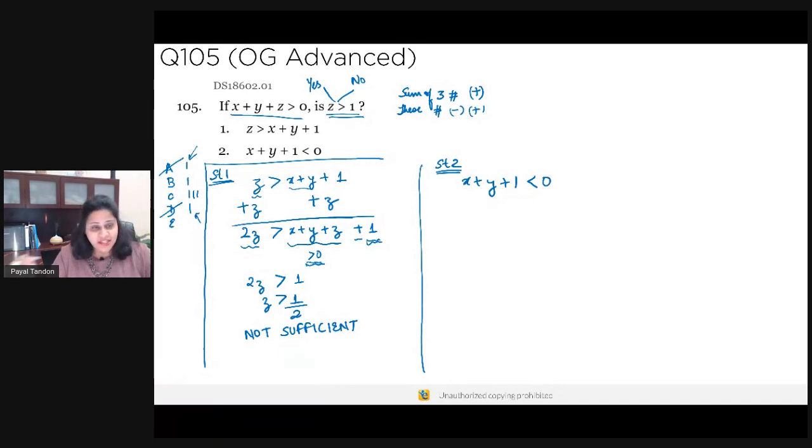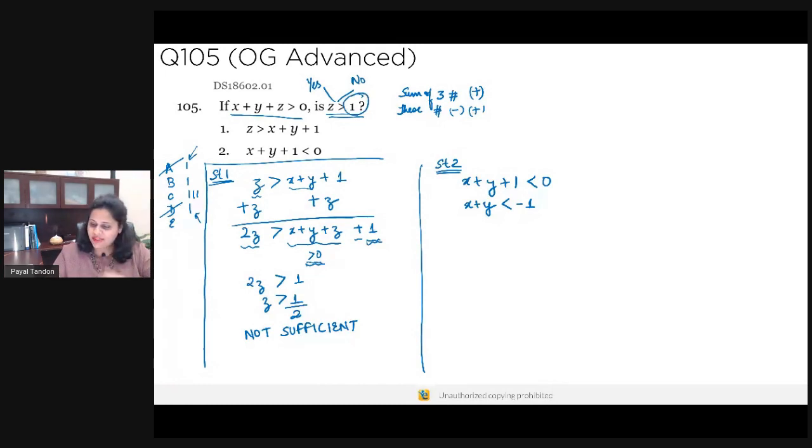Now, again, our strategy for statement 2 will be slightly different. Why would it be different? Because over here, what I really need to figure out is the value of z, right? Whether z is greater than 1 or not. What I've been given is x plus y plus 1 is less than 0. So what if I write this down as x plus y is less than minus 1, right? I'm trying to figure out its relationship with 1. Where does x plus y lie in terms of the number 1? Because ultimately, that is what I have to compare z against, right?